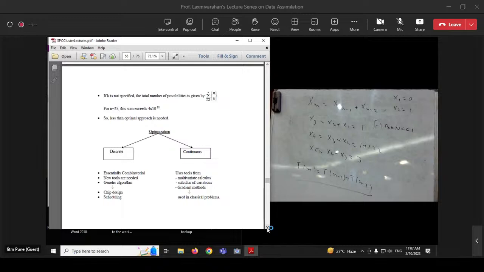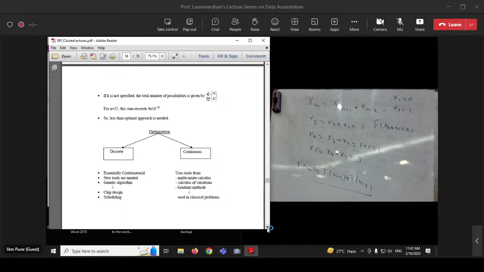So the chip design, the ambulance driver, aircraft, I want to fly from point A to point B. What is the shortest route by which I can fly? Those problems are optimization problems. They are called discrete optimization problems. The problem that you solve in calculus is a continuous optimization problem.